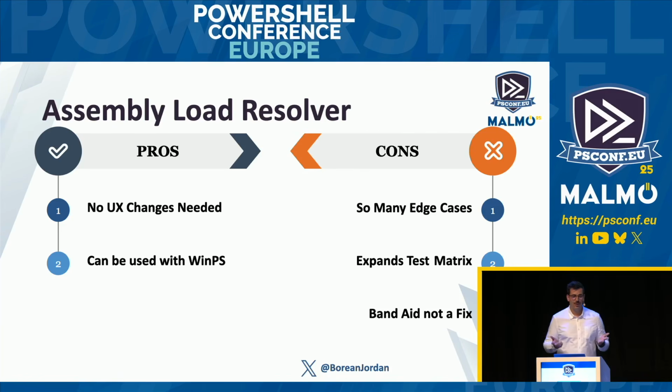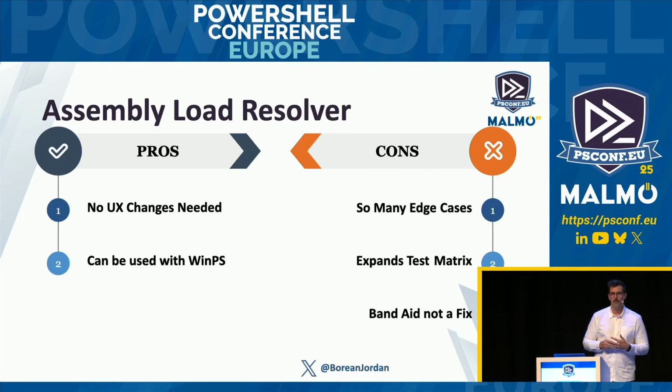The pros, you don't really need any UX changes for your modules, so you don't need to change parameter types or anything to retrofit this particular option to a module. So it might be nice to make it a bit simpler or a bit easier for people to use, but it won't fix the problem entirely. You can use this method with Windows PowerShell. It's needed less there because it doesn't have that strict requirement of unique assemblies, but there may be some scenarios where it might be useful. So this can be used to alleviate some of those scenarios.